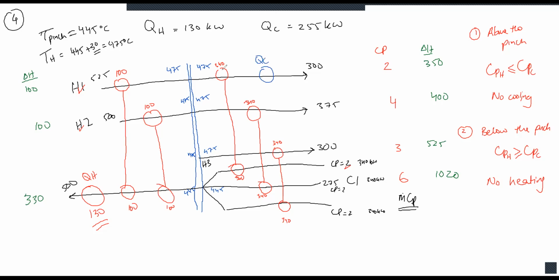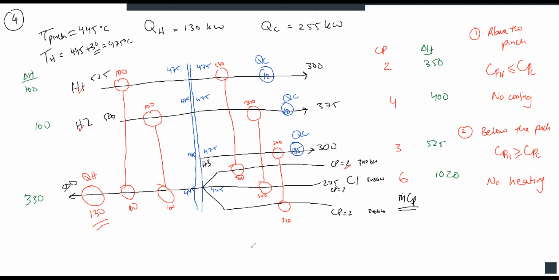So QC 340 from 350, so I need 10 in this stream. QC 340 from 400, I'm going to need 60 in this stream. And then QC 340 from 525, that's how much? This is 185, so I'm going to have 185 in this cooler. So this way I satisfy all the hot streams.